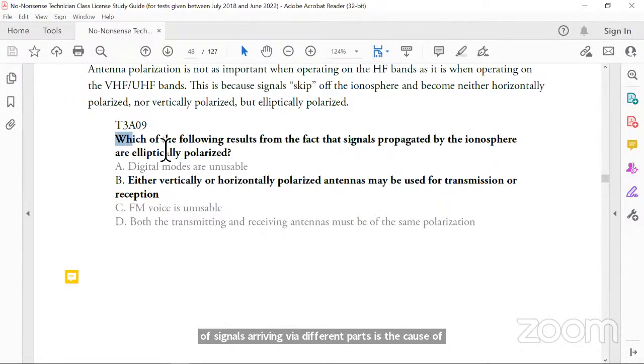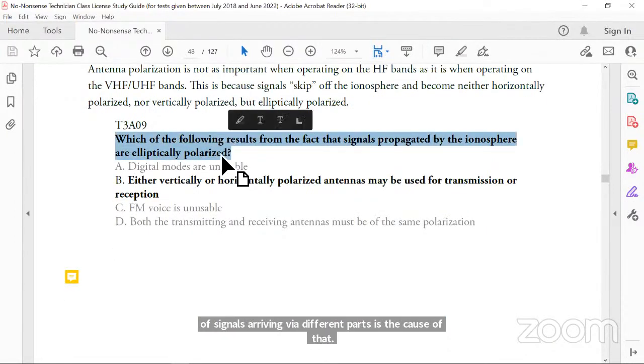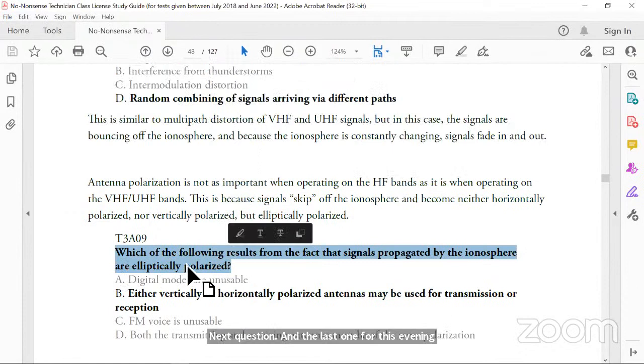Next question, and the last one for this evening. Which of the following results from the fact that signals propagated by the ionosphere are elliptically polarized? So that was the last concept we just discussed. It means that either vertically or horizontally polarized antennas may be used for transmission or reception. So it doesn't matter whether it's horizontal or vertical. You will be able to communicate.